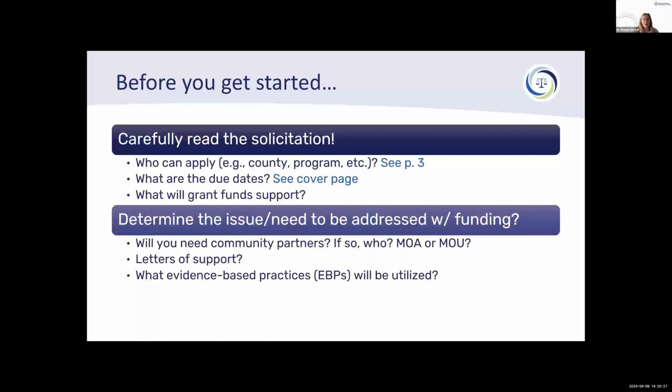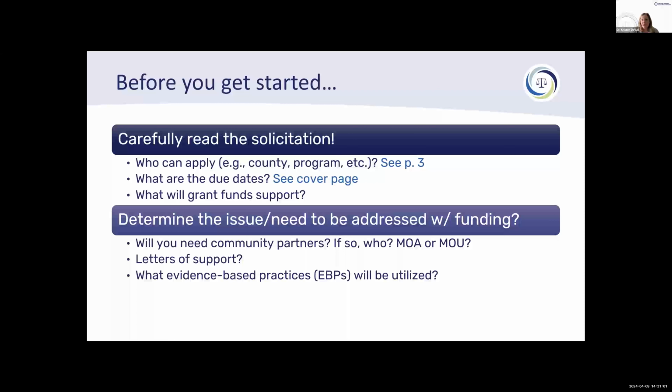And then this is a reiteration of what I've already said in terms of determining the issue or the need to be addressed with funding. Within the body of the solicitation, it talks about what OJJDP hopes to do with this portfolio of funding. We would suggest that, whether you're starting a program or enhancing a program, you align your project design with OJJDP's mission and their goals for this portfolio of funding.